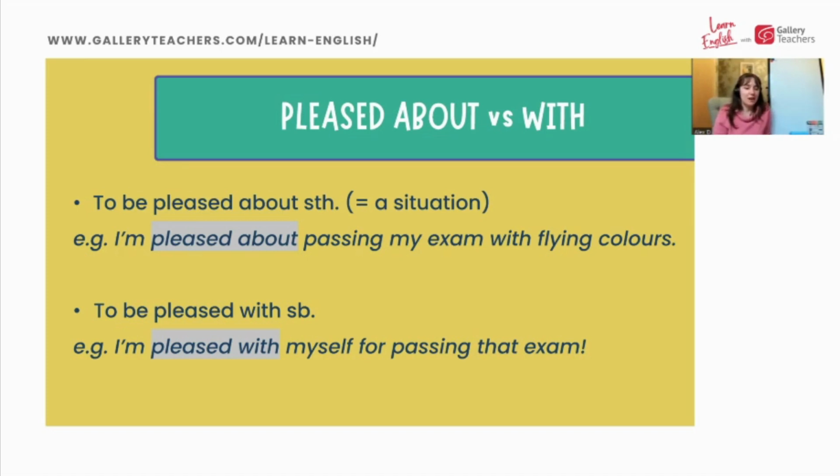And then, of course, we have to be pleased with somebody, pleased with. Typically, this with is with a person. And we can also use the reflexive pronoun myself, right? If you are the one you are pleased with. Example, I'm pleased with myself for passing that exam. I'm pleased with myself. Or I'm pleased with somebody else.